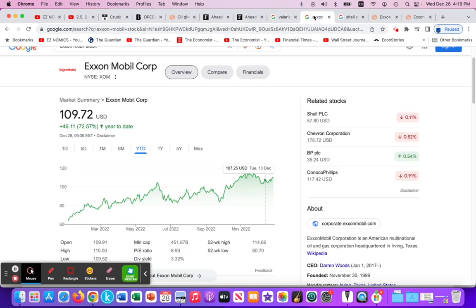ExxonMobil, we can also see that Exxon, their share price started at $60, and then as a result of the Russo-Ukrainian war, went up to $87, $89, and then it went up to $100, and now it's at about $113. And so that increased investment will enable Exxon to increase their capacity perhaps in the long run.